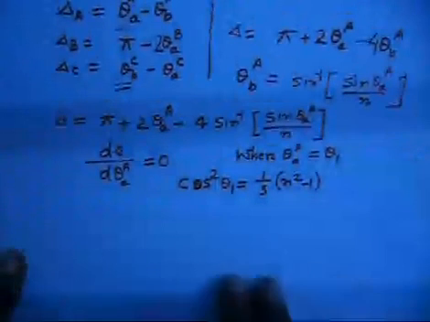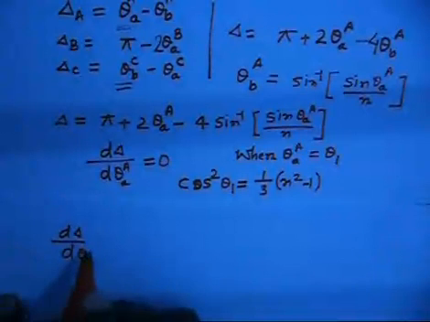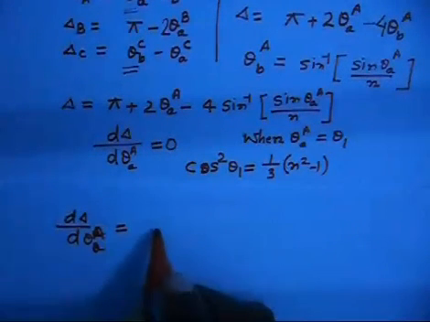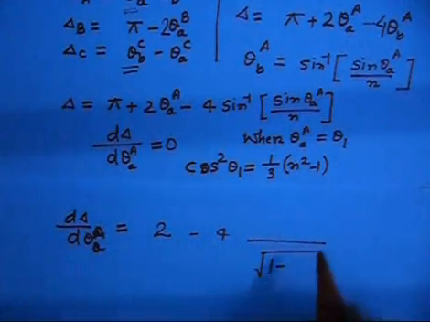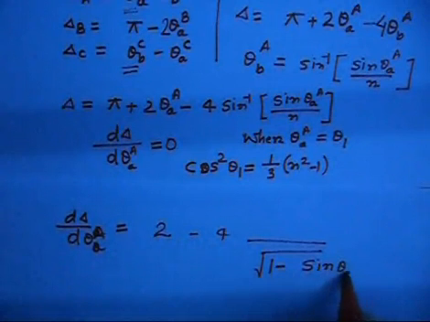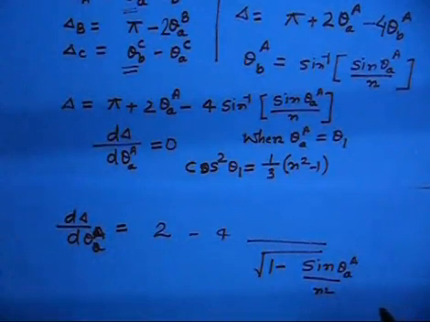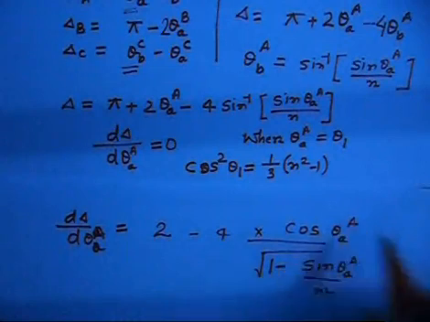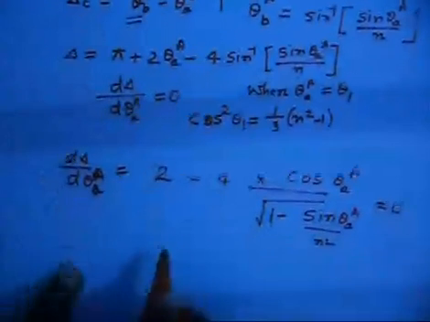If you differentiate this one, so dδ by dθ1. Now this θ1, this is θA at A. I am differentiating with respect to it, so the π term will be 0, and the differentiation of this is 2 minus 4. Sine inverse will be 1 by root of 1 minus x square, where x is sine θA at A by n, and then you will have the differentiation of sine θ, that is cos θA at A. Now if you see, this is equal to 0. Now this is total mathematics.